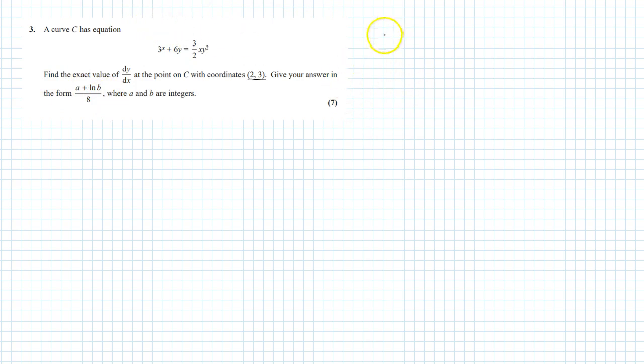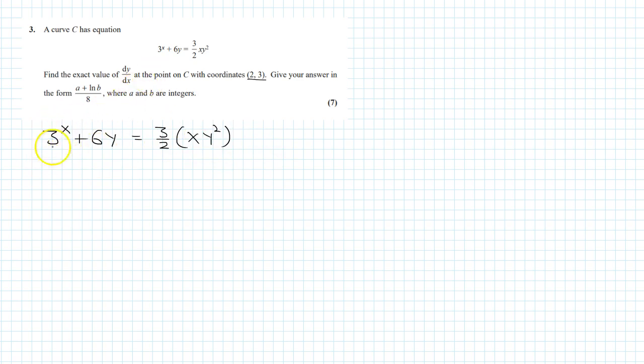So the equation is 3 to the power x plus 6y is equal to 3 over 2 xy square. I'm writing in the bracket because we have to differentiate, so we need not write 3 over 2 again and again. Now we differentiate.